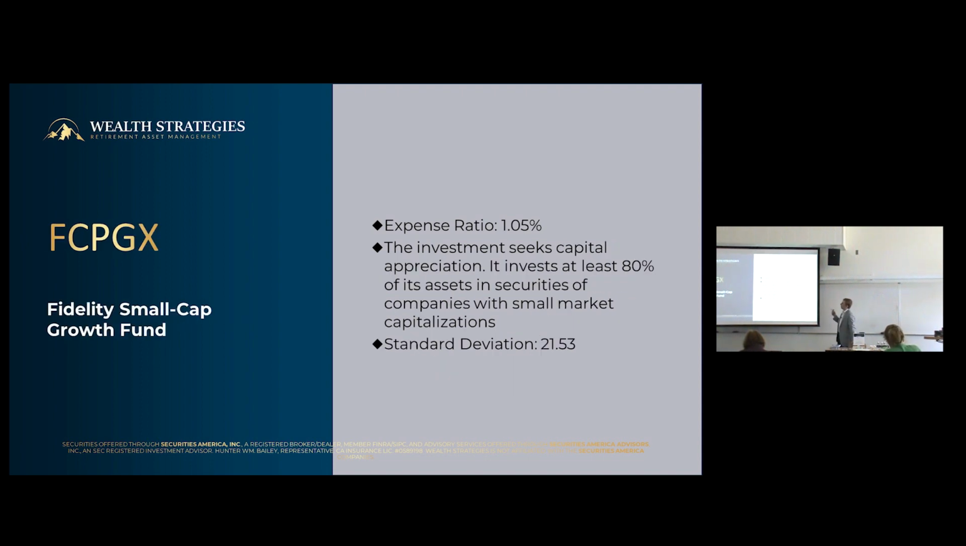And lastly, we're looking at Fidelity's Small Cap Growth Fund, ticker FCPGX. You'll notice right away that this expense ratio is the highest of all of them. It's over 1%. In fact, 105 basis points or 1.05%. This is starting to get really expensive, and you better hope that they perform really well, or else you're going to be falling behind the index.